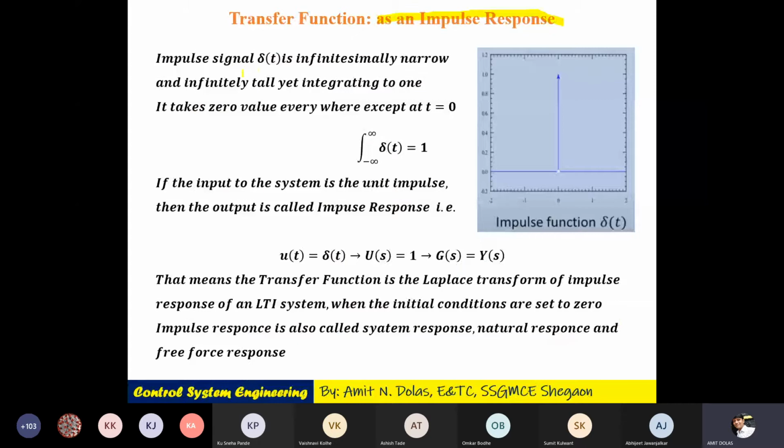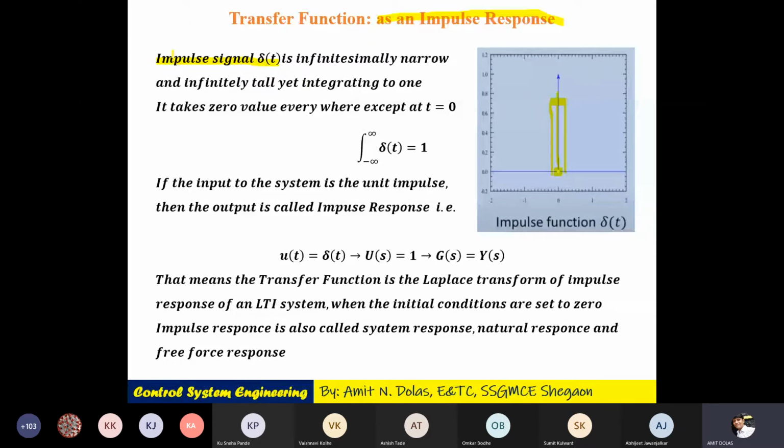As an impulse response, the impulse signal is delta of t. What is delta of t? Delta of t is 0 everywhere from minus infinity to infinity, but at the origin it is infinite. That is nothing but the impulse signal. If we take a very short, narrow rectangular waveform and calculate its area, that area will become 1.